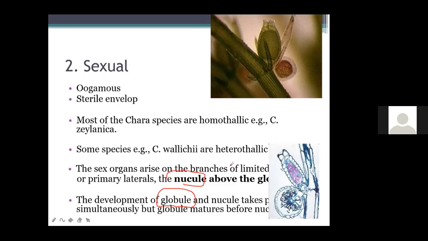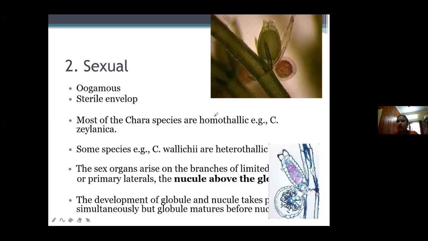Male reproductive organ is the globule, female is the nucule. See here in the diagram. See here, this one is a nucule, this one is a globule. Male reproductive organ is a globule, female reproductive organ is a nucule. This greenish colored part is the female, and this one is called the male reproductive organ.